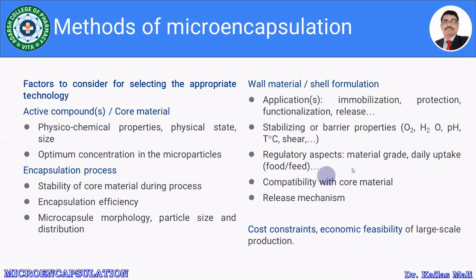Then we have to consider the regulatory aspects while selecting the coating material related to the material grade, then the daily intake or uptake, then the compatibility of wall material with the core material, and how the drug is going to be released from the specific polymer. Furthermore, there is a need to consider factors like cost constraints and the economic feasibility of a large scale production. So these are the factors that need to be considered while selecting the suitable technology or suitable method for preparation of microencapsulated products.